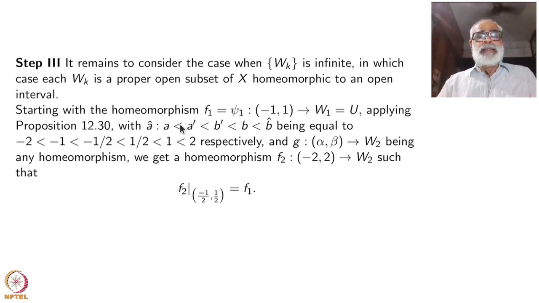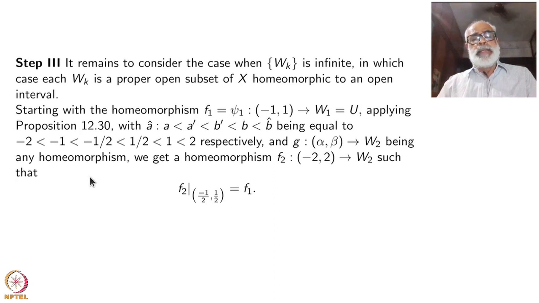Starting with the homeomorphism F1, which was psi 1, right? I am re-indexing psi 1 from minus 1 to plus 1, which is W1. Apply Proposition 12.30 with A hat less than A less than A prime less than B prime less than B hat. Remember this proposition. I am choosing them now: minus 2 less than minus 1, less than minus half, less than half, less than 1, less than 2, respectively, and take G from alpha beta to W.